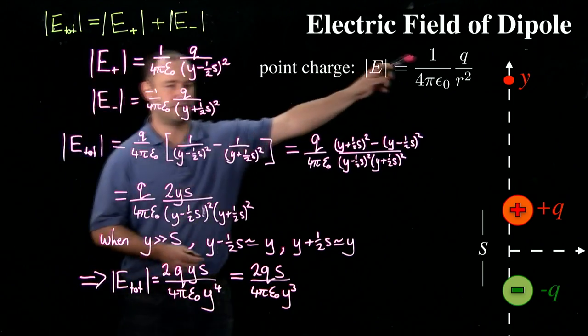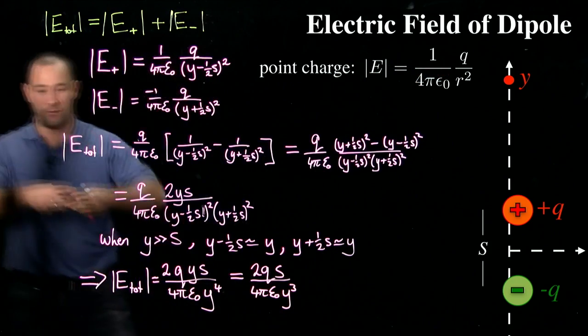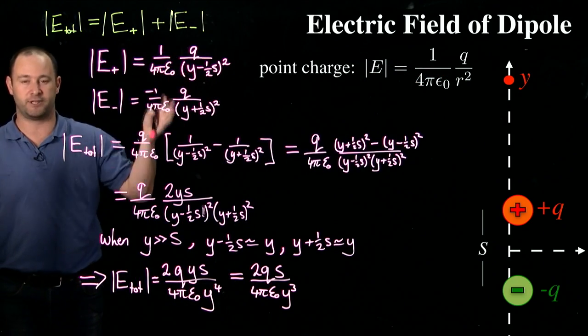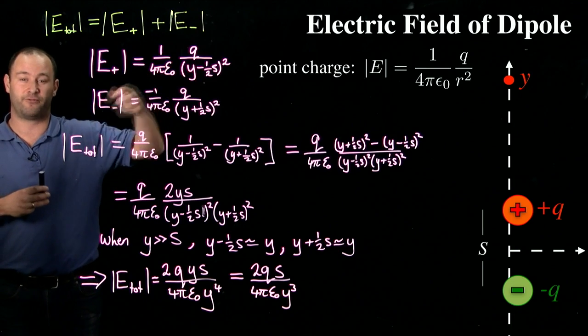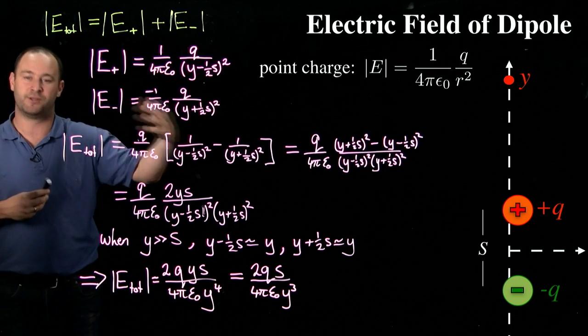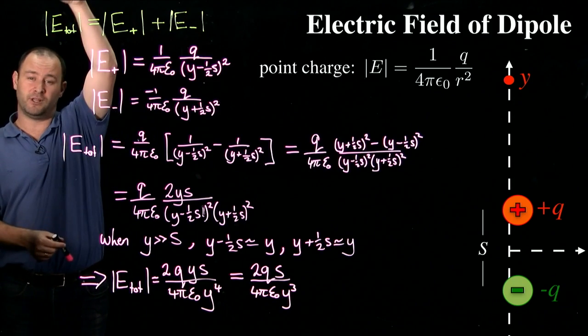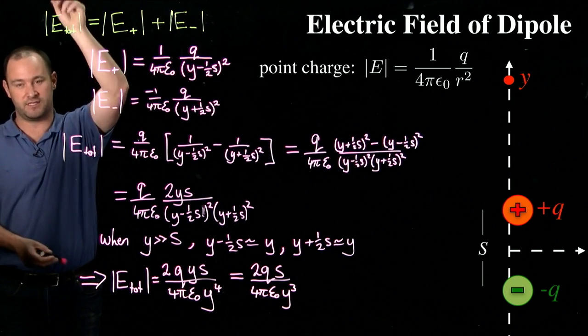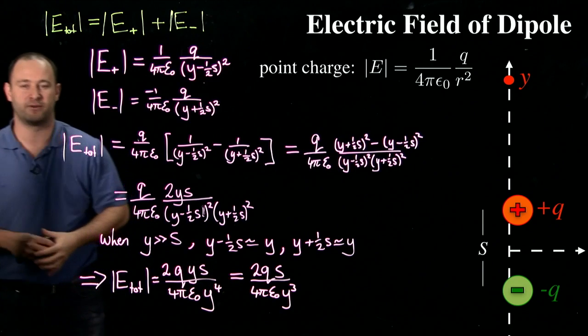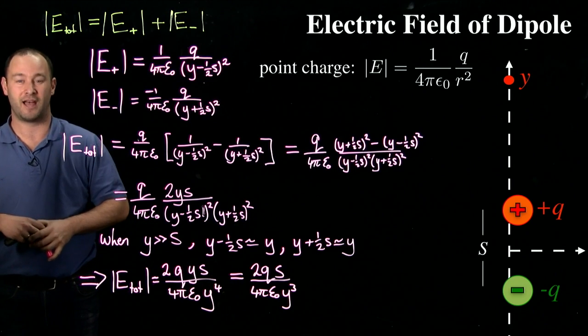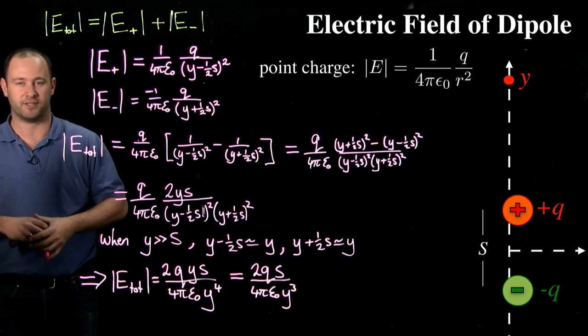So for a point charge, you can remember up here, as I moved away from the point charge, the electric field fell off like 1 on r squared, 1 on the distance squared. In this case, as I move away from a dipole, at least moving along this vertical axis, the value of the electric field falls off like 1 on the distance cubed instead of 1 on the distance squared.